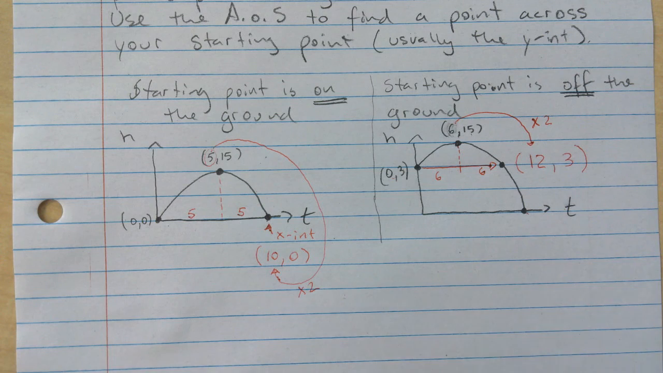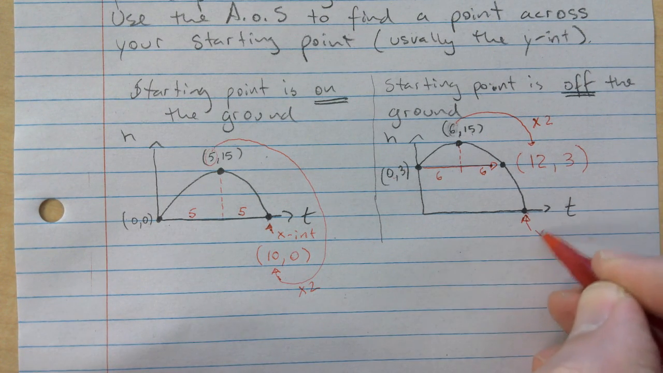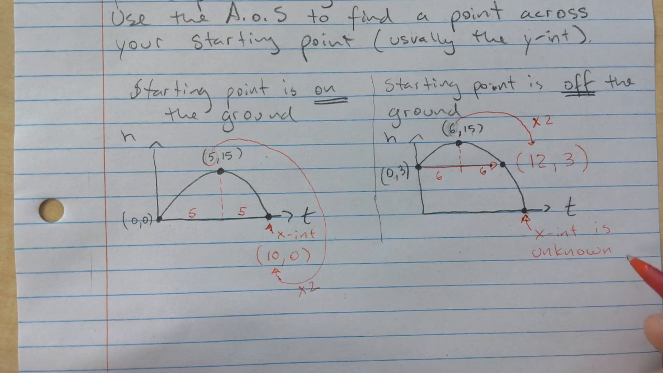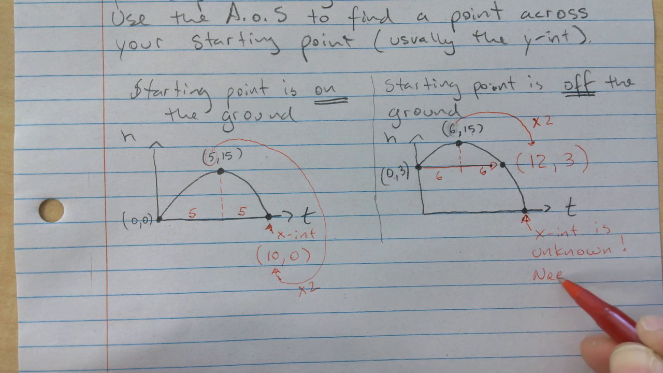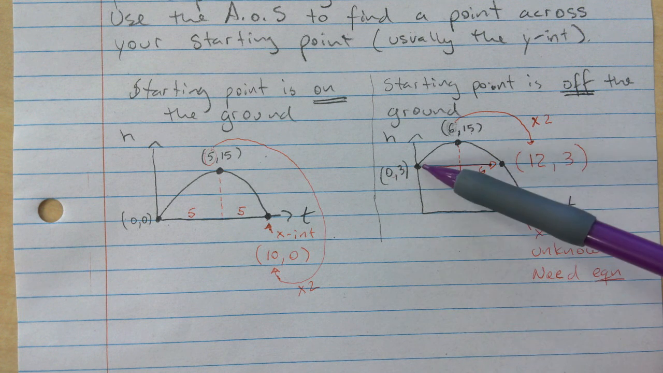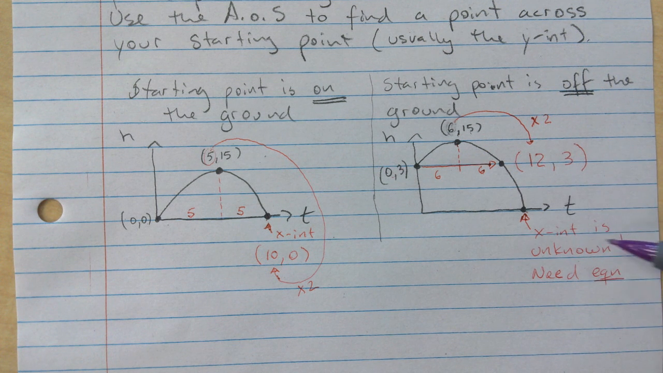How about this? X-intercept is unknown. Need equation. I hope you remember that, because quite so often students put 12, 0 or something, they put it down here. It's like, no, you started here, so you got to go straight across. It's unknown here. You need the equation to come up with it. In this case, you didn't need to, but here you do. That's the big difference. Okay, let's do an example.